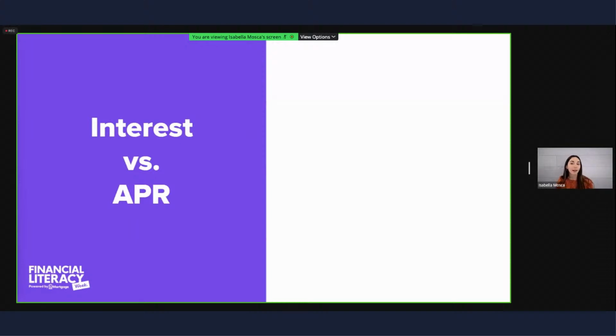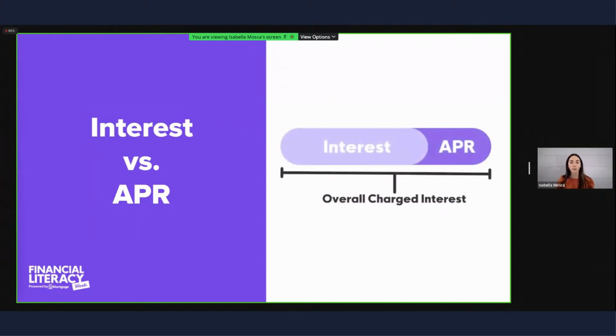So to circle back on our first topic, interest versus APR, they're the same, but a little bit different, right? You could say that, or more so, that they work hand in hand. The graphic is a great way to think about APR. The interest rate is that base amount you are charged for the loan, and the APR is the fees and the margins attached to the loan provider.